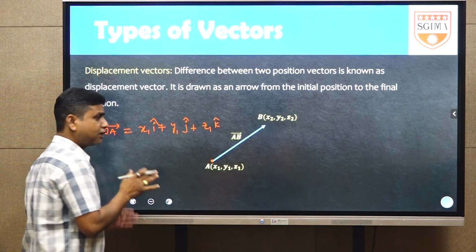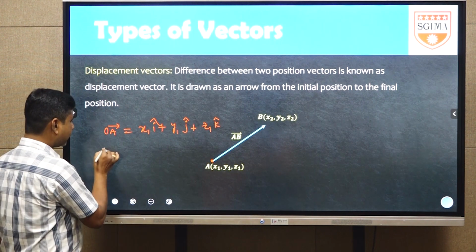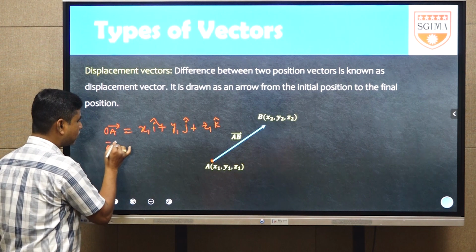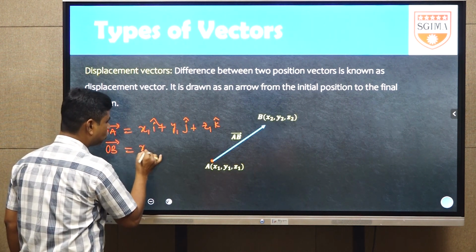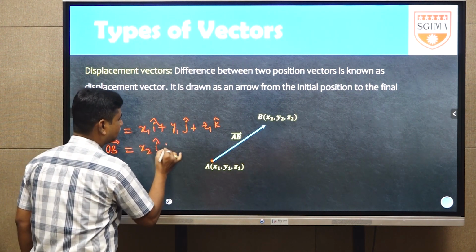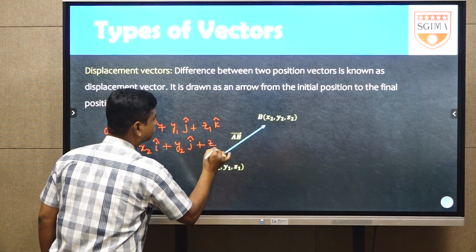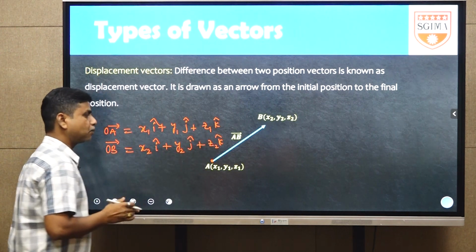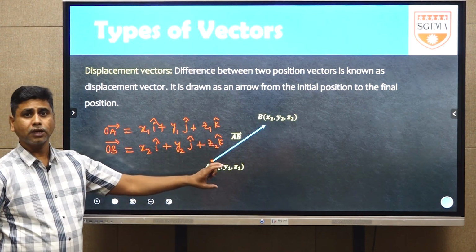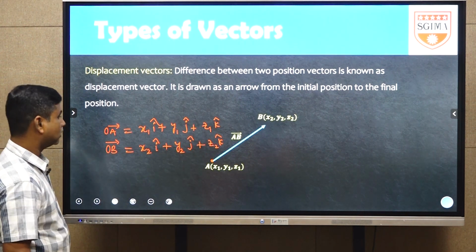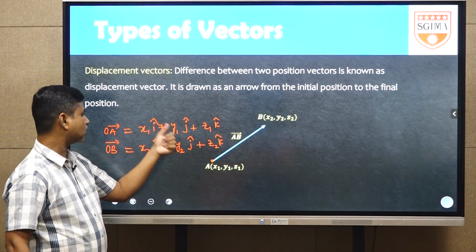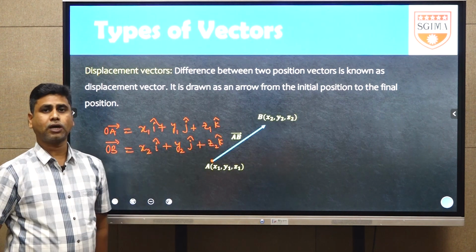It is the initial position vector. The final position vector can be taken as OB bar, equal to x2 i cap plus y2 j cap plus z2 k cap. This is writing the position vector with respect to the given positions of the object. Based on the initial position I write one vector, and based on the final position I write another vector.